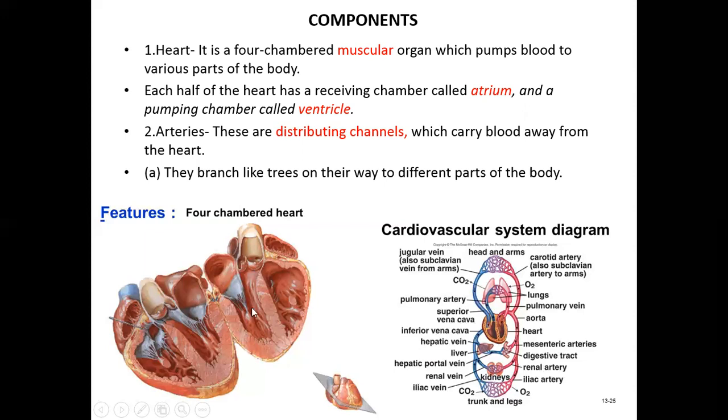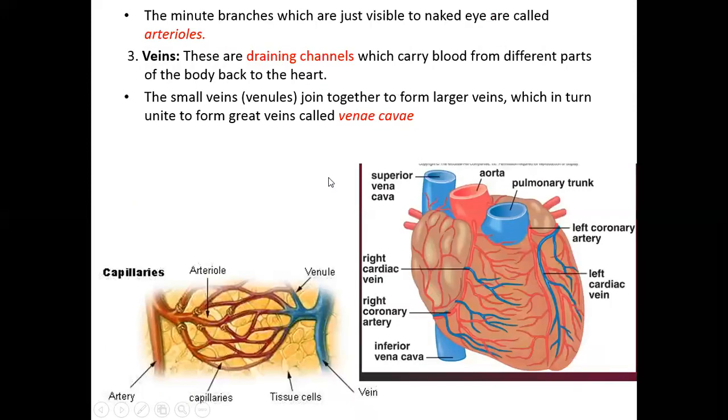Now arteries are going to emerge from the heart and they are distributing channels. This is artery which carries blood away from the heart, and they branch like trees. As they branch, their luminal size becomes smaller and smaller. The minute branch of an artery which you can see by your naked eye is called arteriole. This is a major artery which is arising from the heart called aorta.